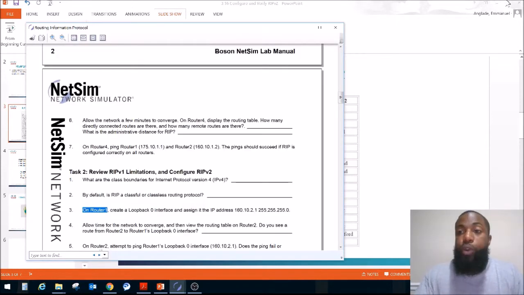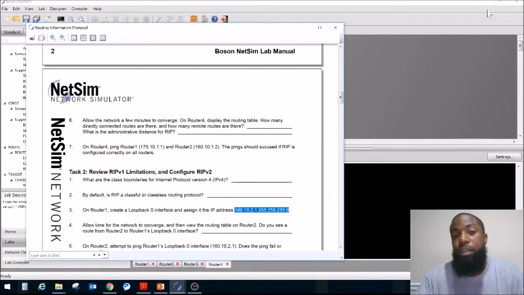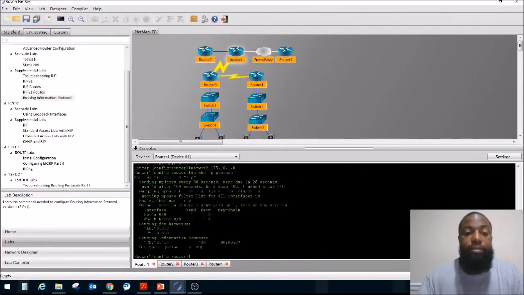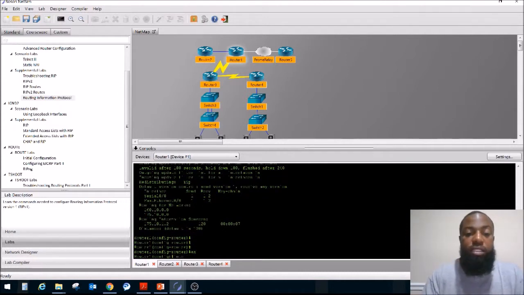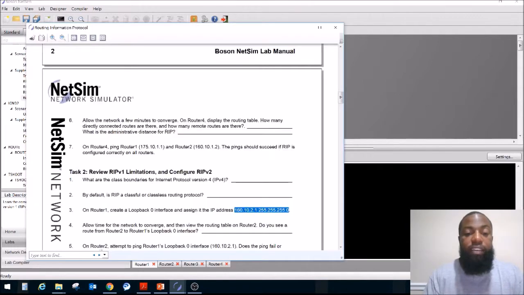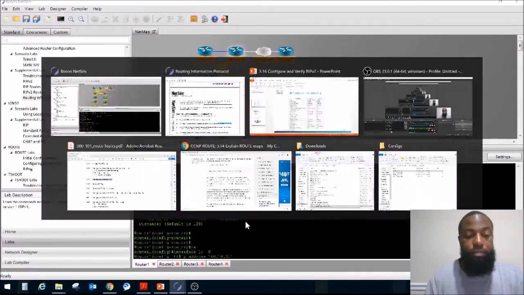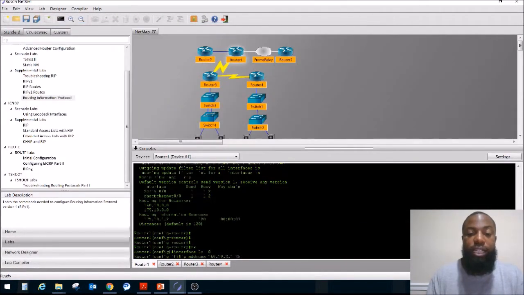Router 1, create a loopback 0 interface and assign it this address. This is basic housekeeping right here. Let's go to router 1. And he wants us to create a loopback 0 interface and give it the address 160.10.2.1. IP address 160.10.2.1, and the subnet mask is /24, 255.255.255.0.